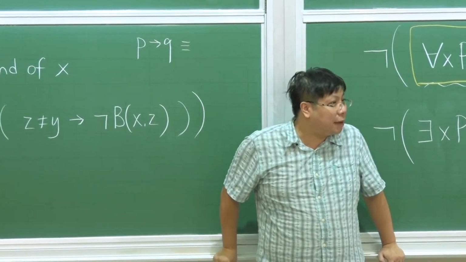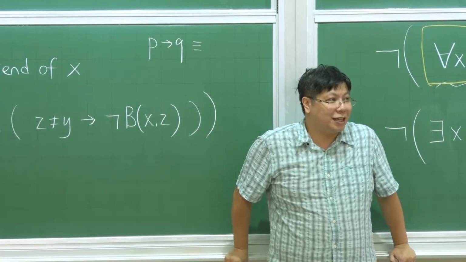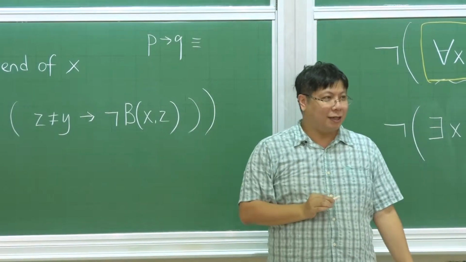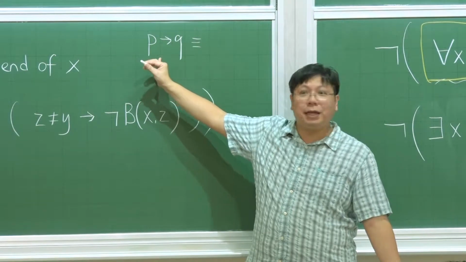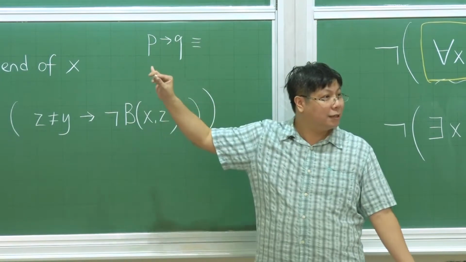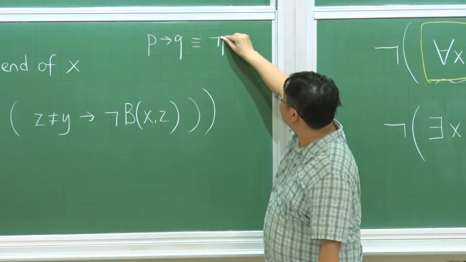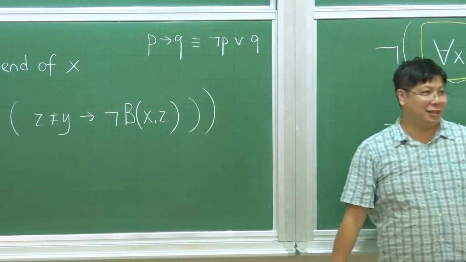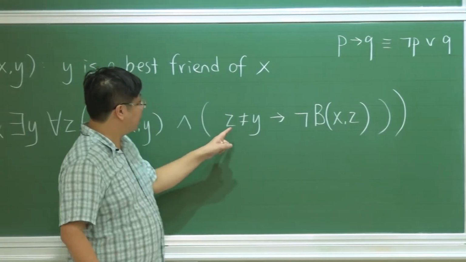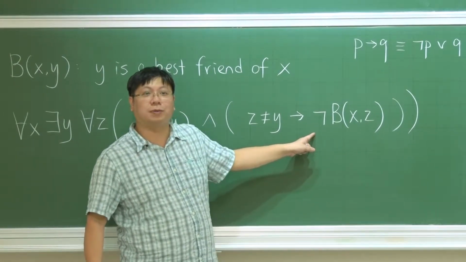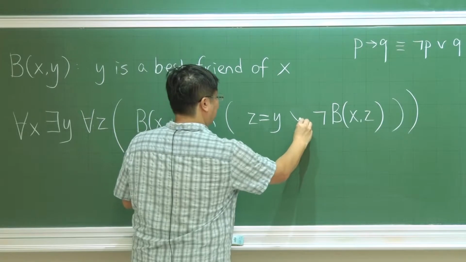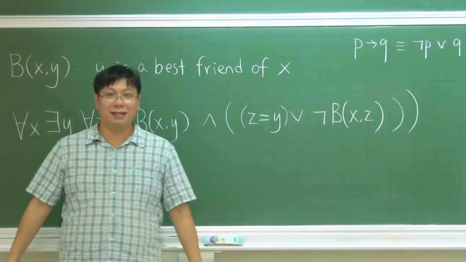P implies Q will be the same as, when is it true? You think of the true case here and then write down the true case here. This will be true whenever P is false or whenever Q is true. So this one is not P or Q. Is that okay? Not P or Q. So this one is P implies Q. Let us change it to not P or Q first. Not P, so this is z is equal to y, or Q. Is that okay?